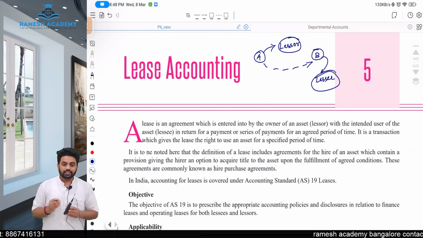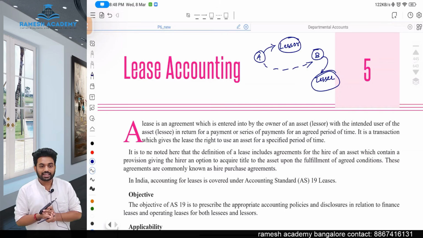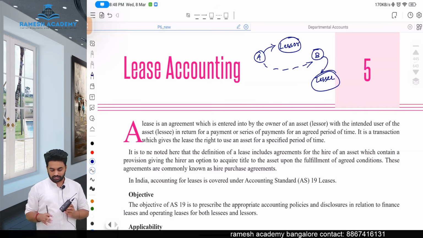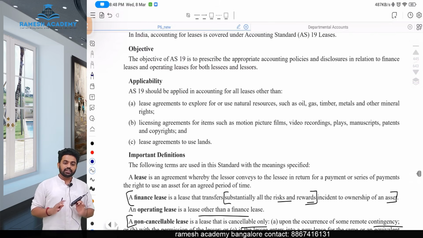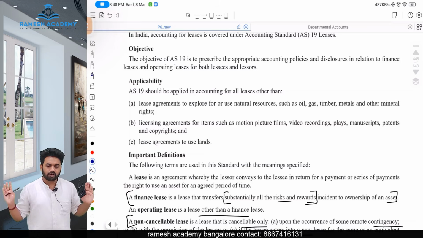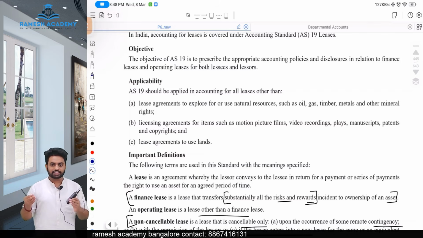In India, lease accounting is governed under AS 19, Accounting Standard 19. Sir, what are the things covered under Accounting Standard 19? AS 19 covers all kinds of leases except these three.